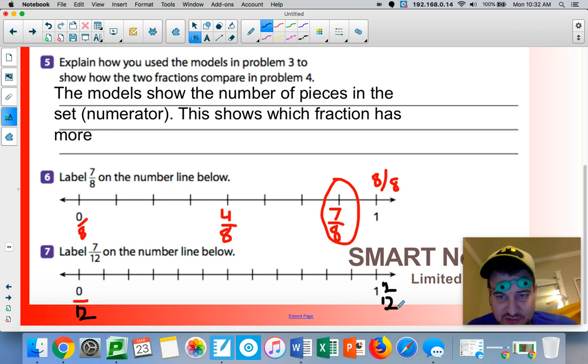I don't see a 12. Mr. Metters, can you fix that? What's that say? Is that a 1, a 2?